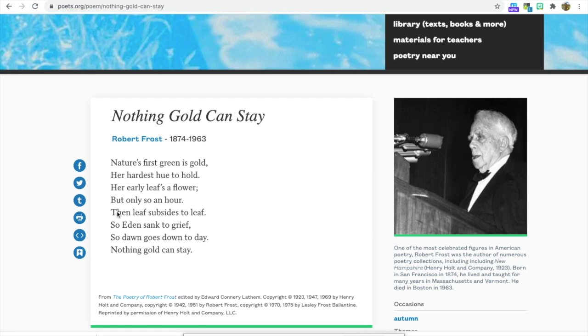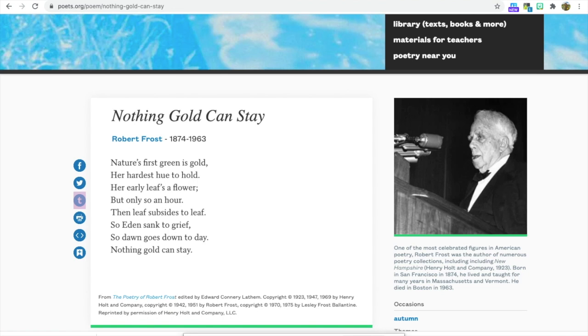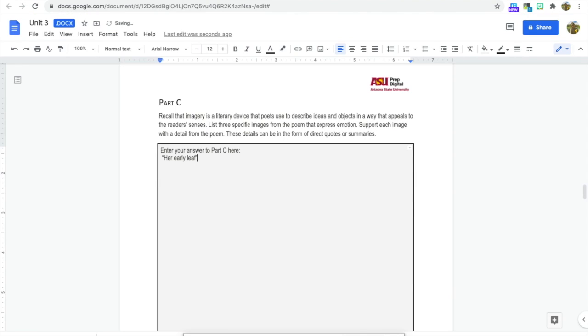images. So right here I can see, her early leaf a flower, but only so an hour. So we can do a quote, right? So I'm going to write it over here. The author says, her early leaf a flower, but only so an hour. You have to do this 3 times.